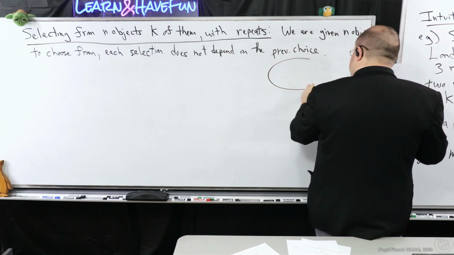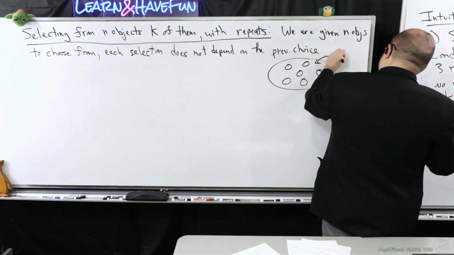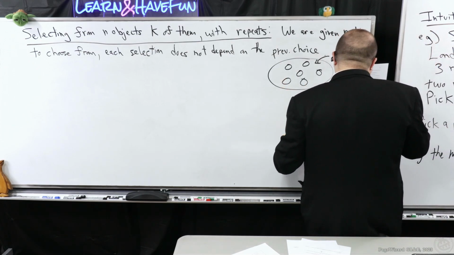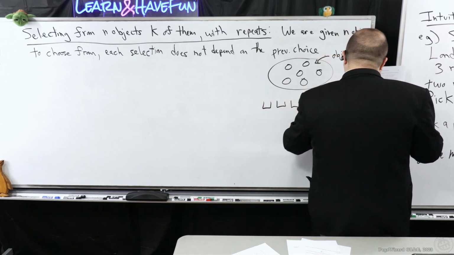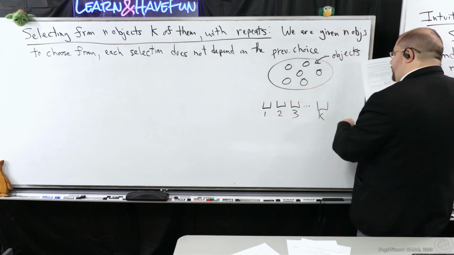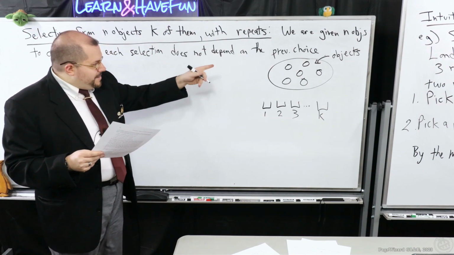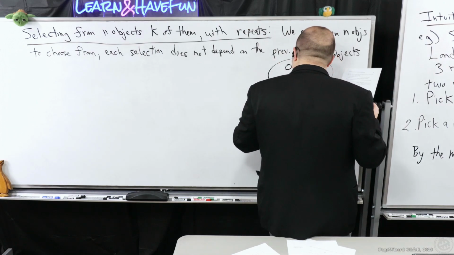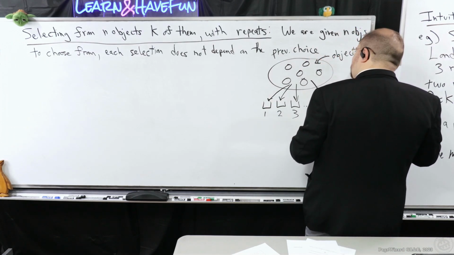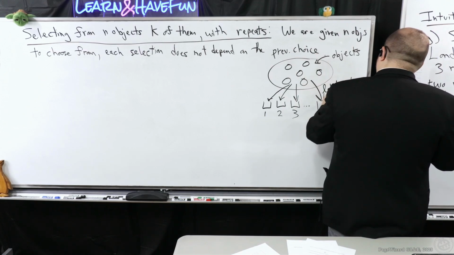So you imagine I have my objects. So these are my objects. And I get to choose k of them, but I'm allowed to repeat them, right? So imagine I have k bins. 1, 2, 3, 4, 5, all the way up to k. So I have k bins that I can put a label for an object that exists in here. So what I'm saying is, each one of these positions, it's like me picking one of the n objects, right? But I want to label with an object.